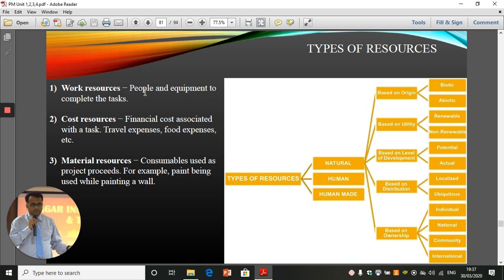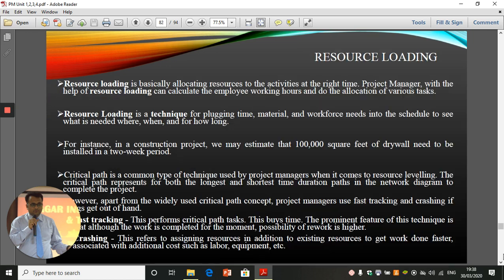Work resources include people and equipment related to the people. So work resources is nothing but human resources and the equipment used by them. Then cost resources are financial costs associated with the task, such as travel expense, food expense, etc. Then material resources are consumables used in the project, for example, paint being used while painting a wall. So consumables used are called material resources.